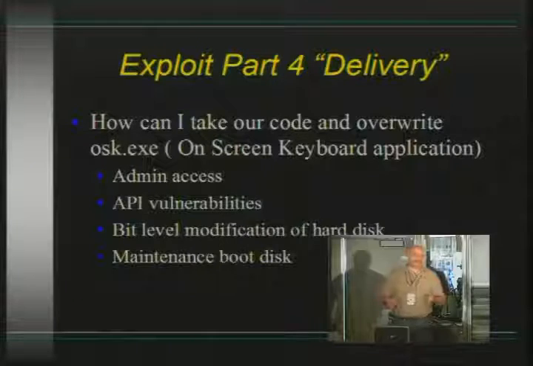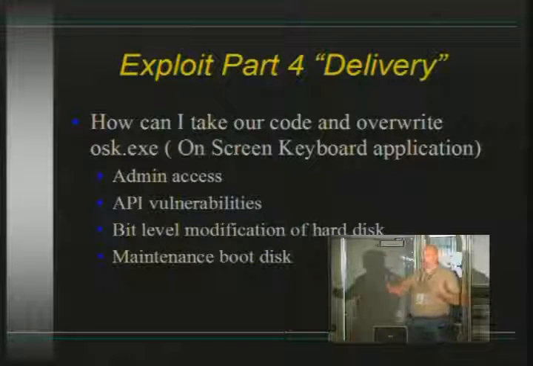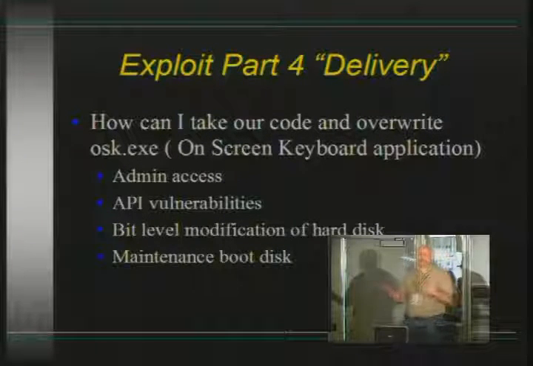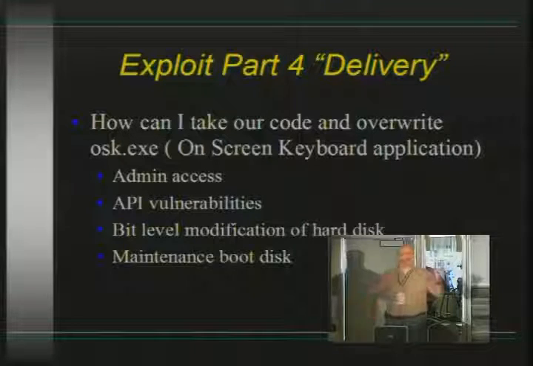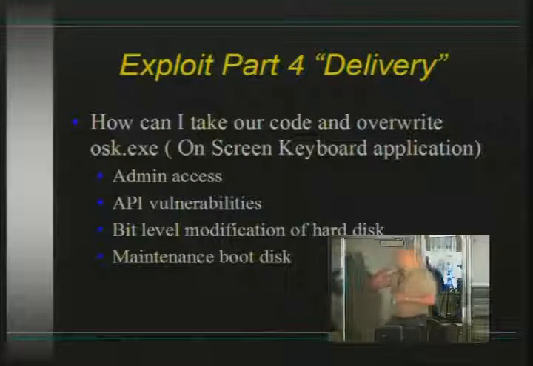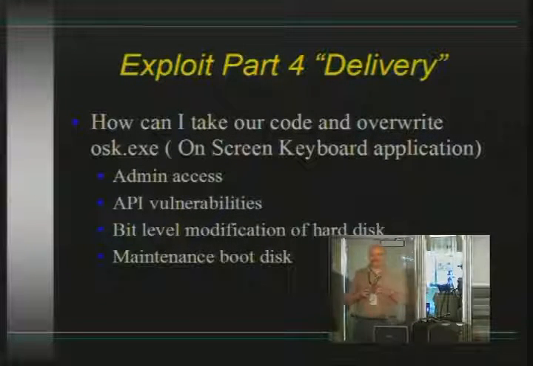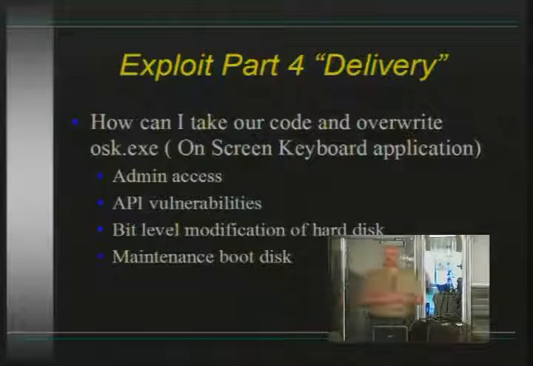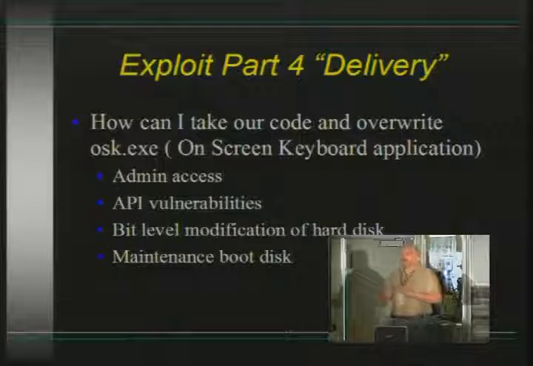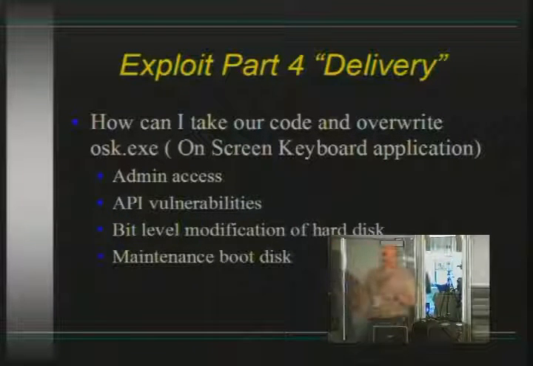API vulnerabilities, you can use existing ones. That was in the first part of the presentation that I'd done out there. You can use API call vulnerabilities where you can escalate your rights to system level, and at that point you can go ahead and change the files, but you're already at system level, so there's nothing to gain there. One of the hardest things we worked on and got to work was bit level modification of the hard disk. We actually booted up on a DOS, I can't remember what DOS version it was, identified the tracks and sectors that OSK was written on, and then overwrote the first 512 bytes with our code and got that to work.